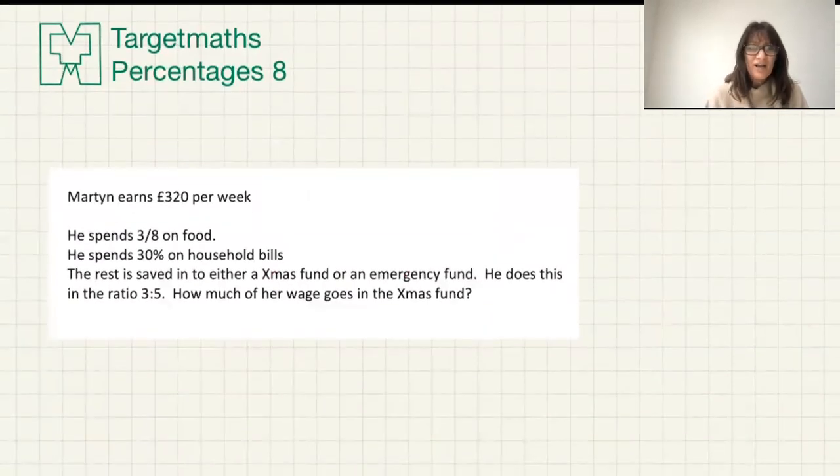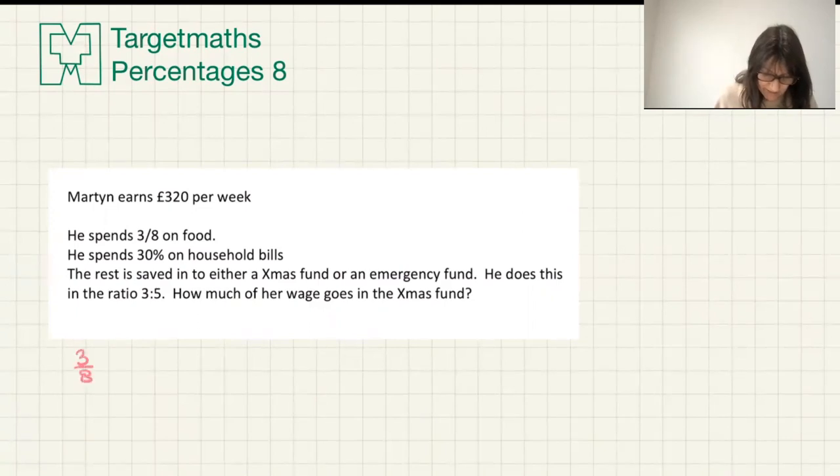So they will test your understanding of that in a question like this. Let's have a look at this question right from the off and just step our way through it and see how we get on answering it. We're told that Martin earns £320 per week. He spends 3/8 on food. I almost don't even need to read the rest of the question. I've already got a piece of maths there I could do, so I'm just going to crack straight on with that.